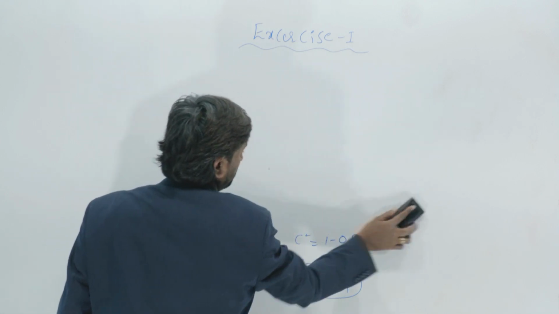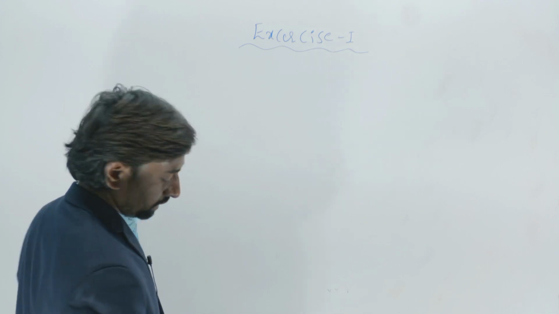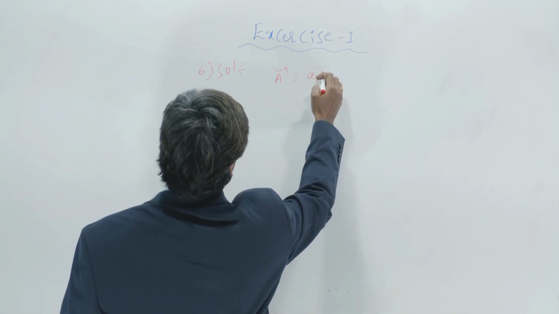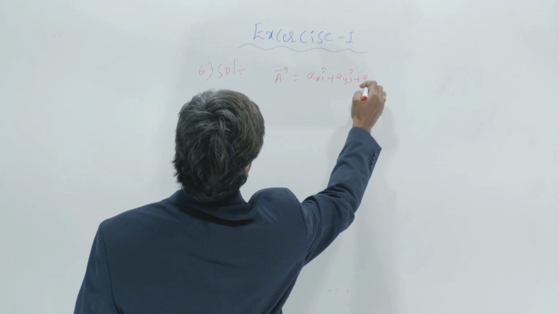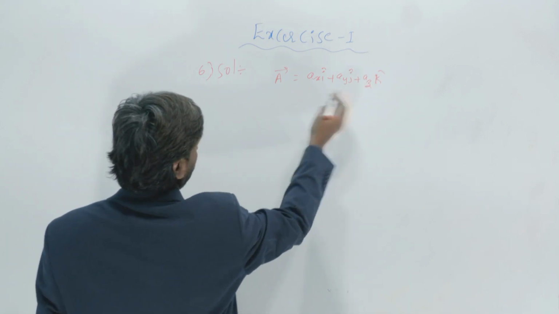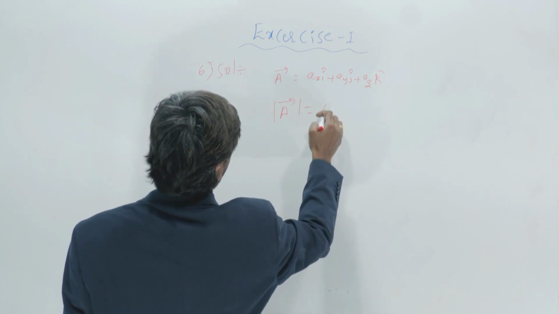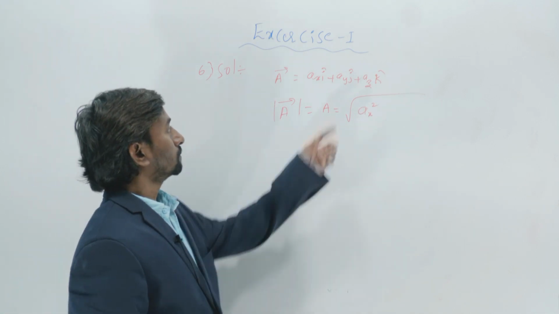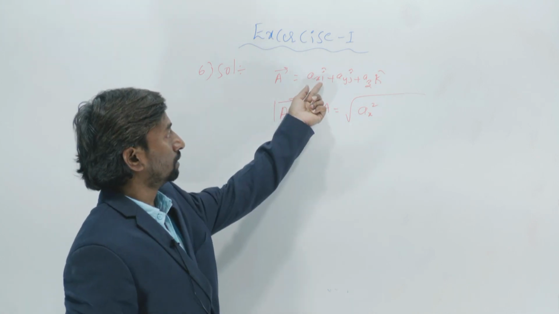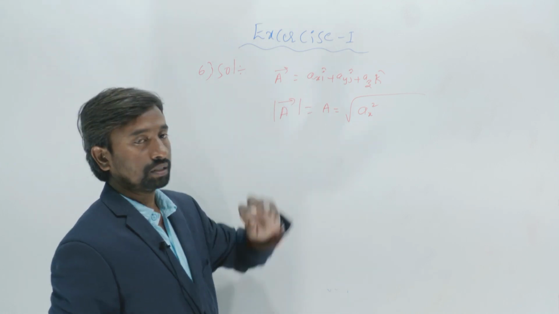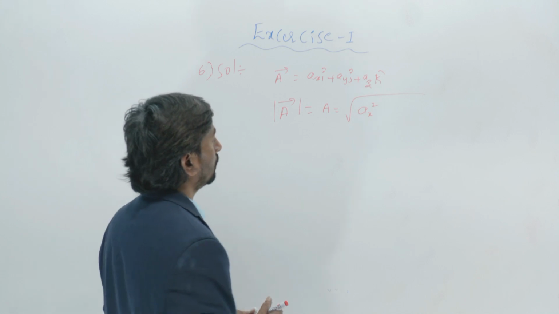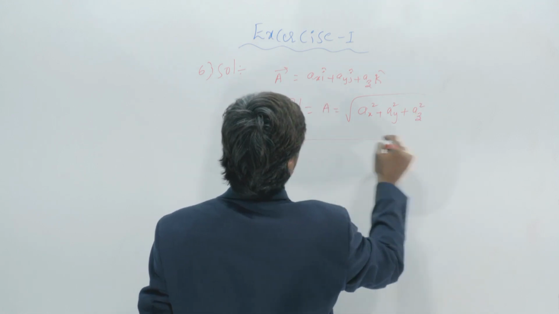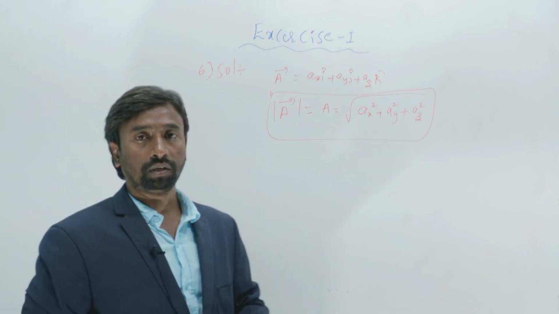So there is a vector given like this, A bar. For the sixth one we can write A bar is equal to Ax i cap plus Ay j cap plus Az k cap. So the magnitude of that vector A bar, or we can say A, is equal to the square root of Ax square plus Ay square plus Az square. That is, the sum of the squares of the coefficients of the unit vectors along the x-axis, y-axis and z-axis. So this is the formula for the magnitude of the given vector.